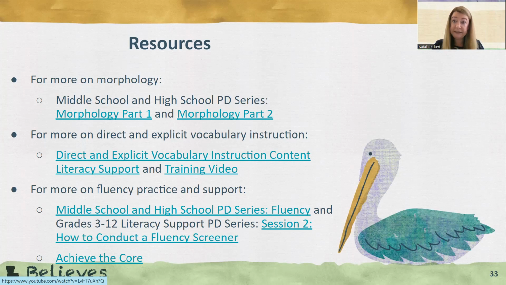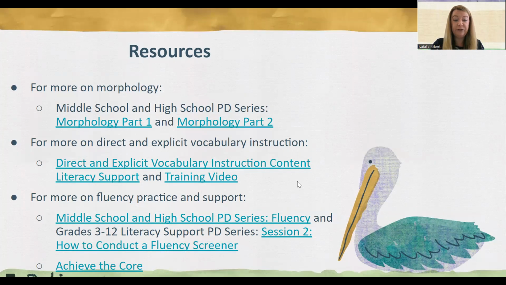For more on fluency practice and support, I did a middle and high school session on where fluency lives and more resources on fluency in middle and high. But I also did session 2, how to conduct a fluency screener. Okay. And like I said, this walks you through very step by step on how to score it, how to code it, what the norms chart looks like, how to calculate words correct per minute. It's really easy, but when you don't have any context with it, you don't really know what to do, right? So that's there. And then Achieve the Core is a great resource, like I said, for fluency practice.